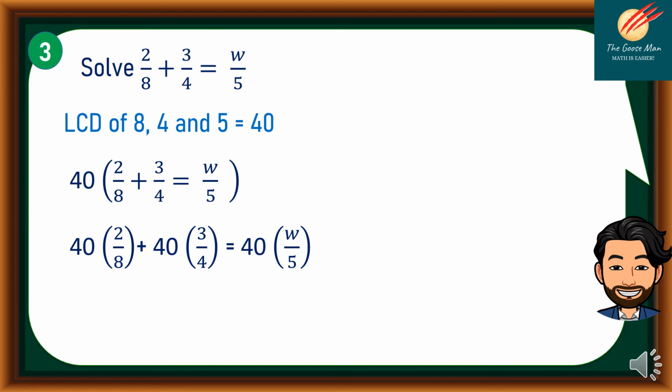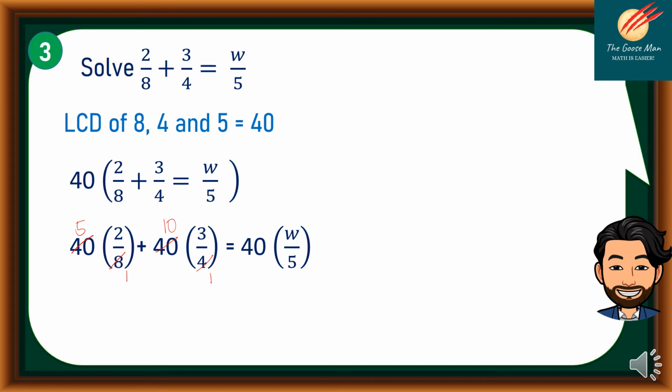5. Now, I can factor out 40 and 8, meaning to say 40 divided by 8 is equal to 5, and 8 divided by 8 is equal to 1. Then, 40 divided by 4 is equal to 10, and 4 divided by 4 is equal to 1.